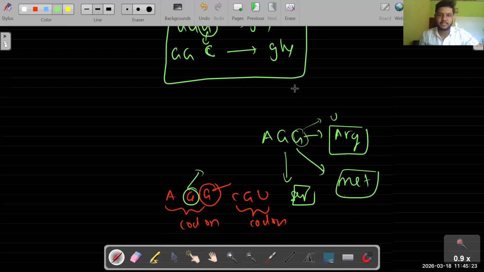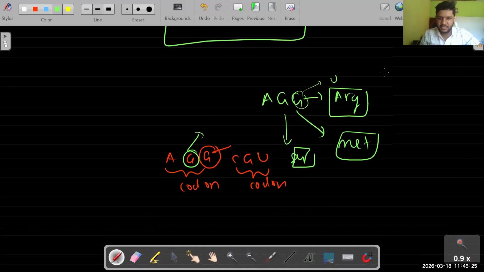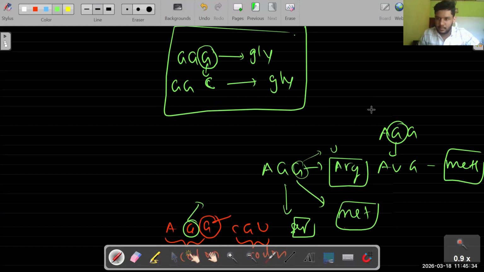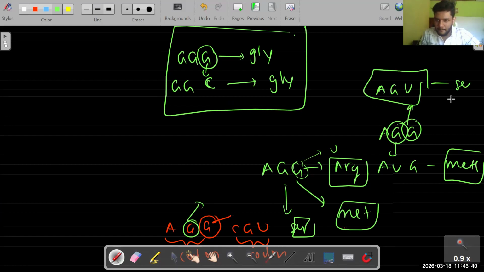Right. If it changes, see here, if A G G changes, I am replacing this G with U. So A U G, it is methionine, right? A G G, I am replacing G with A, giving A G U. I am getting a C R. A G G is A R G. See here, complete change in the amino acid.